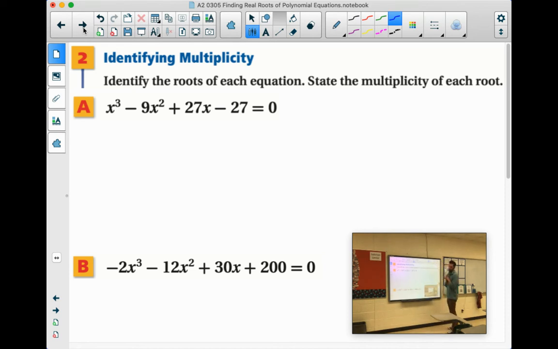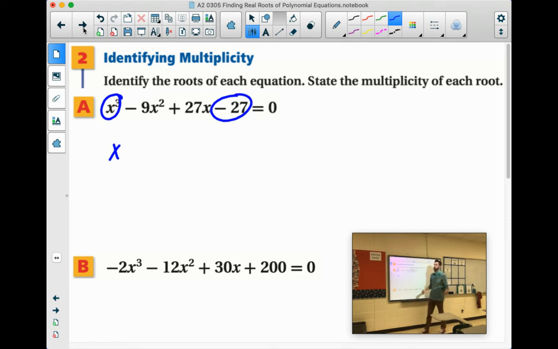So this one is a toughie. x to the third minus 9x squared plus 27x minus 27. We haven't spent a lot of time on perfect cubes. We did difference of cubes in one of the previous sections, but this is a perfect cube. One way to recognize that is, can you cube root that first term? Yeah, the cube root of x to the third is x. Can you cube root the last term, -27?